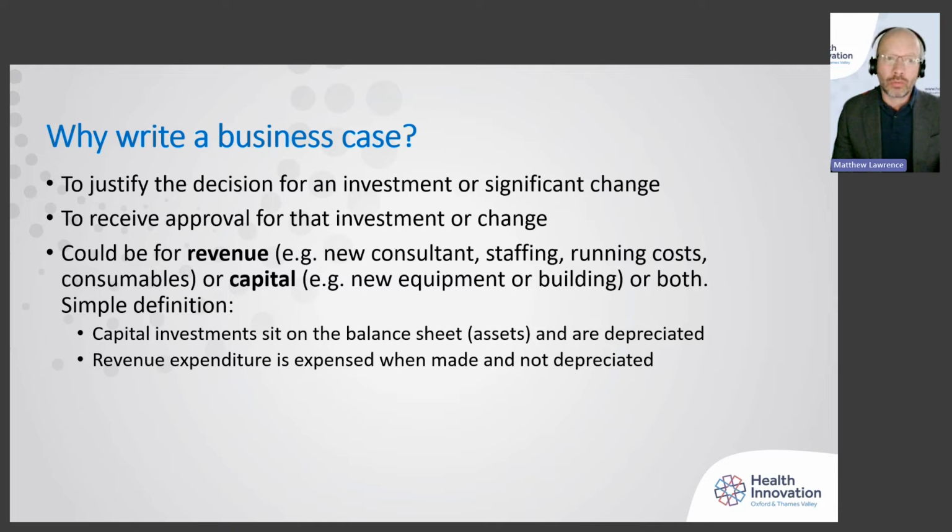And it could be for what we call revenue, which is kind of like running costs. So a new consultant or staff member, running costs around how things are done, consumables, things which are small value items potentially, or what the NHS calls capital. Capital is kind of assets that sit on the balance sheets. That's new equipment or buildings, large machines, large buildings, things like that, or a bit of both.